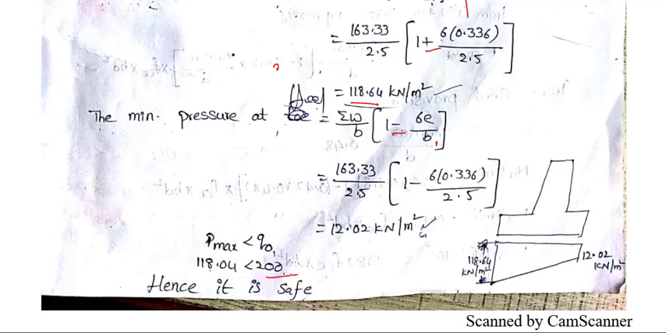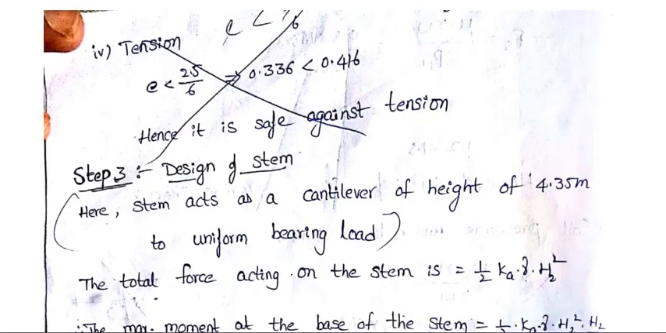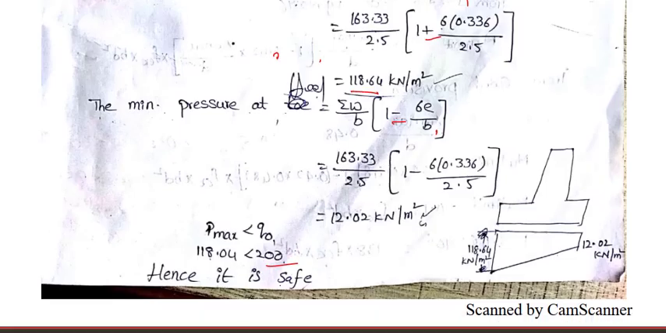Suppose you are getting a value greater than 200, it means you have to redesign the problem. So now it is safe. You can see here that the maximum pressure itself is 118 only, but the safe bearing capacity is 200, so it is safe.